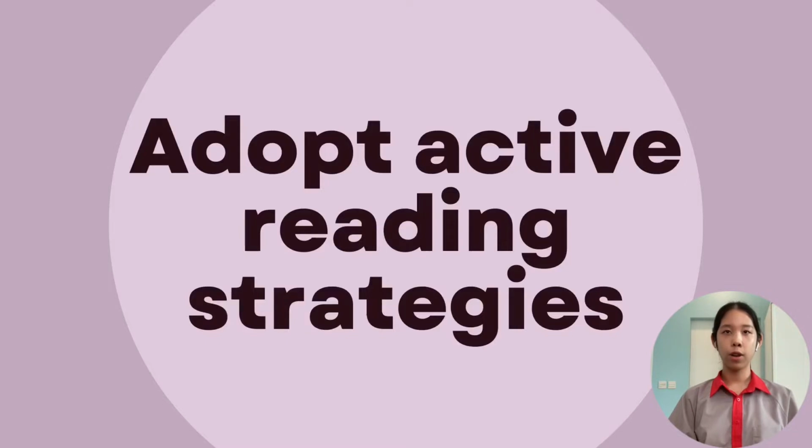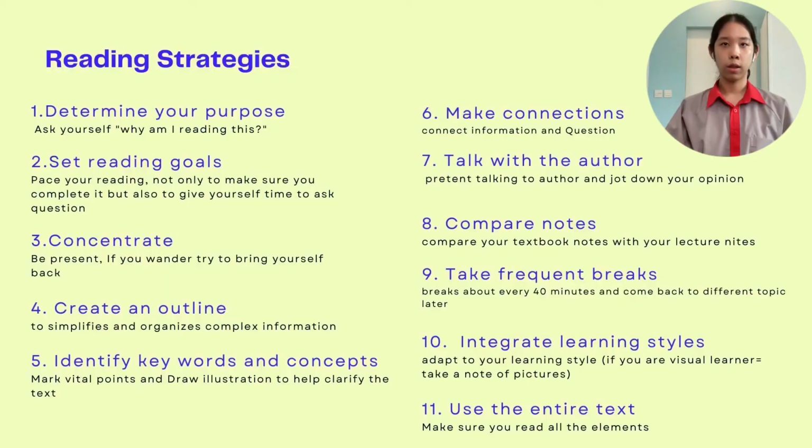The 5-part reading system and the SQ3R reading system also include strategies. You can try the following overall reading strategies. 1. Determine your purpose. Ask yourself why you are reading this, how you will use the information. 2. Set reading goals. Pace and plan your reading assignments. This does not only make sure you complete it on time, but also give yourself time to review it.